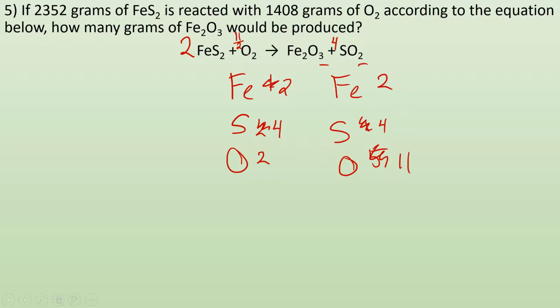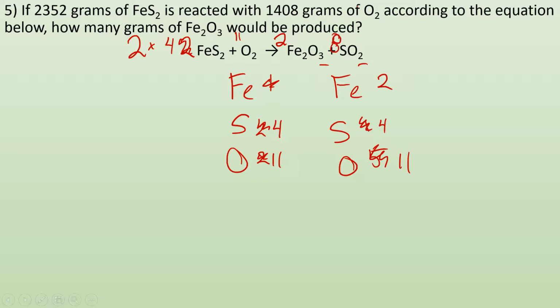But Mr. Donnie, you can't have a fraction as a coefficient. You're absolutely right. So how do I get rid of a fraction? Well, I times everything by 2. So this 2 becomes a 4. This 11 halves becomes 11. This 1 becomes a 2. And this 4 becomes an 8.